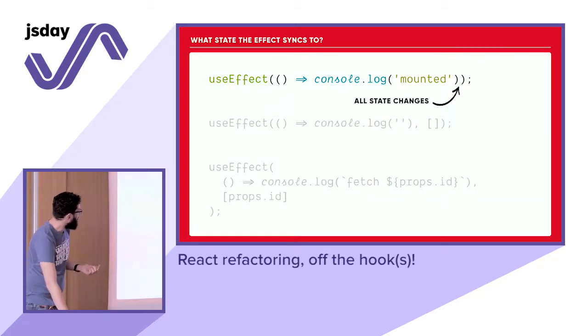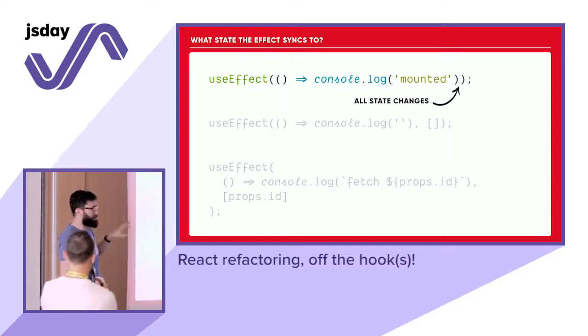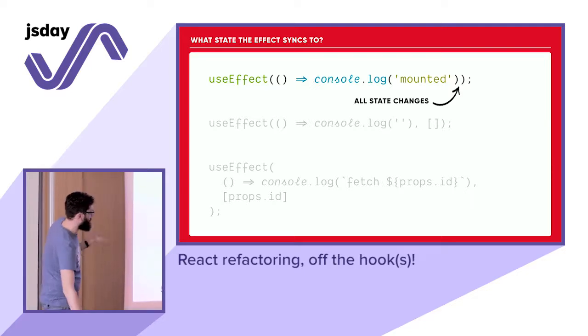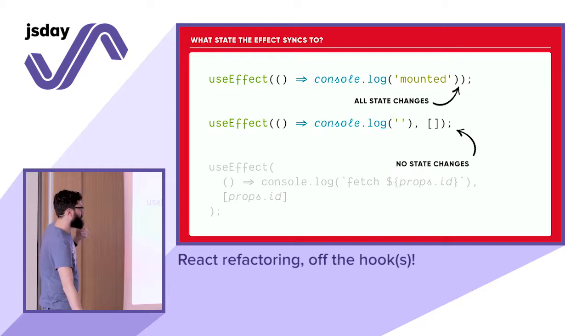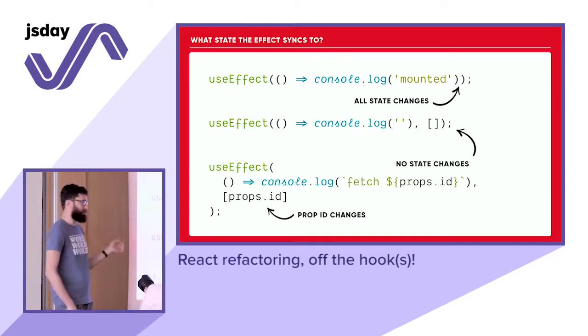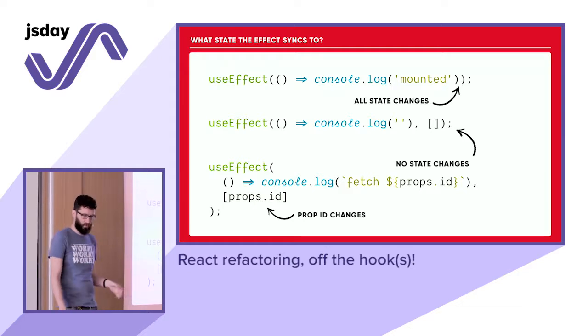So if we look at it again, this thing happens at every state change. So if you declare no dependency, it doesn't matter. Every time there is a reflow, it would sync. With an empty array, this syncs with no state changes, and that's why it gets executed once, because it doesn't matter what state changes you have, it is not synced with any. And this one is synced with this specific state change. Are you with me? Cool.